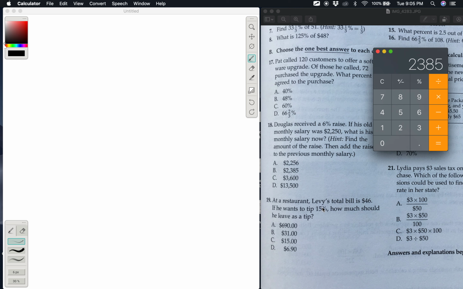Now, at a restaurant, Levy's total bill is $46. If he wants to tip 15%, how much should he leave as a tip? So we have the rate and the base. So remember, multiplication: 46 times 15%. Need to make that a decimal, like a regular number. So 46 times 0.15 equals 6.9.